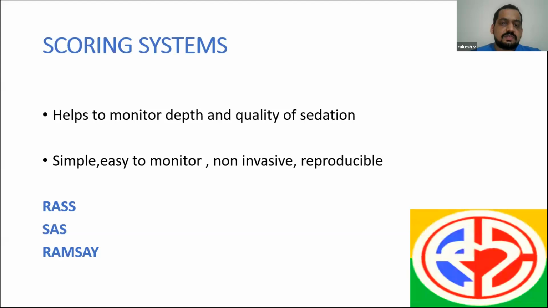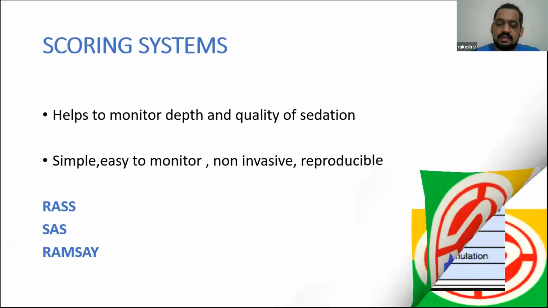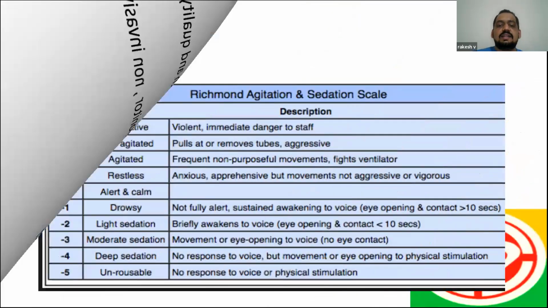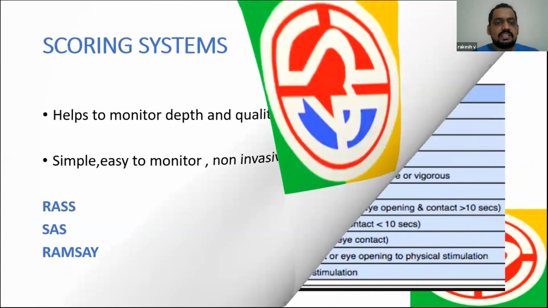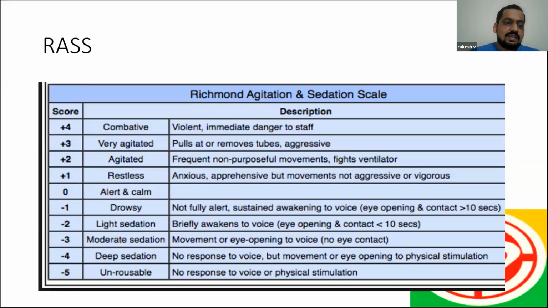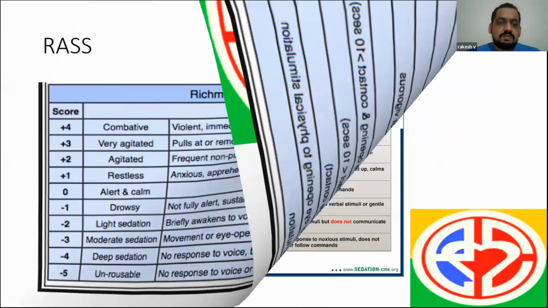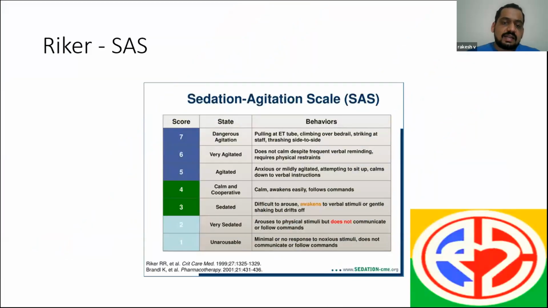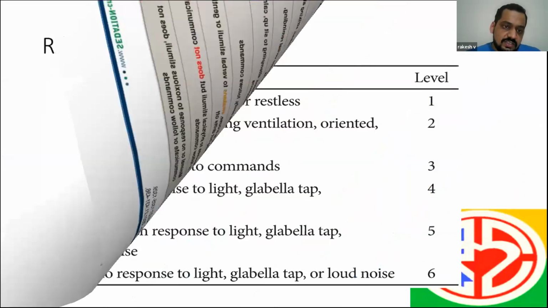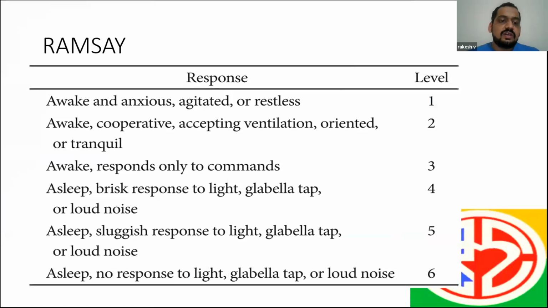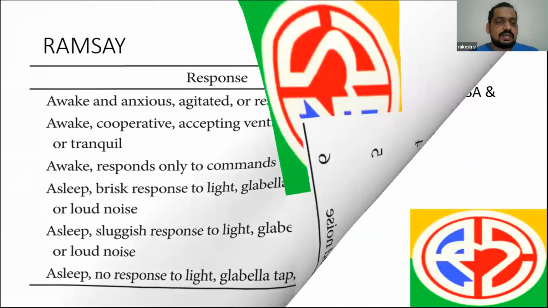The scoring systems help to monitor your depth and quality of sedation. They should be simple, easy, and reproducible. You have three scoring systems most commonly available. The Richmond Agitation Sedation Score, the target being 0 to -1. Another one is the Riker scoring system, the target should be around 3 to 4. The patient should be calm, cooperative, and sedated. Or it might be the Ramsay scoring system. Again, the target is around 1 to 2. The patient should be awake and cooperating. That should be the scoring targets.